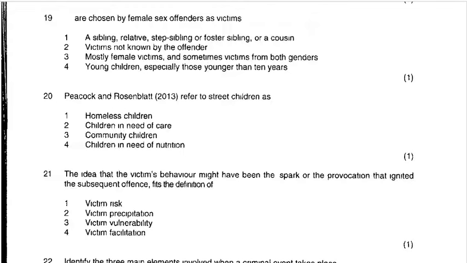20. Peacock and Rosenblatt refer to street children as community children. Yes, there are community children, which is number 3. This is found on page 50 of our study guide.